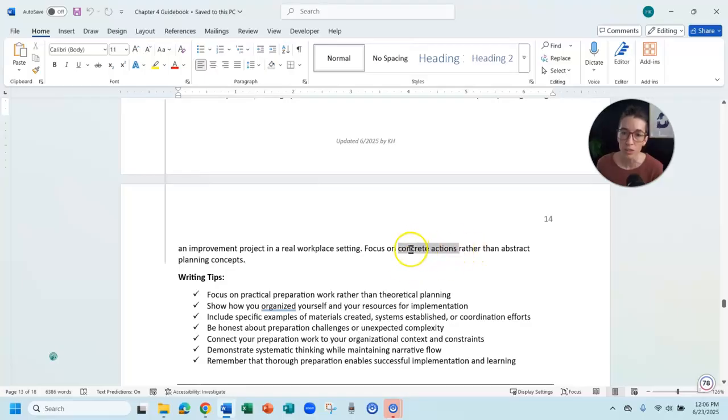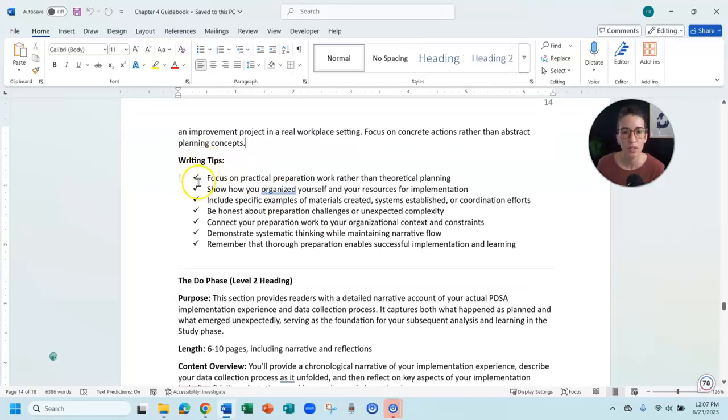So, paint the picture for us. Be concrete. Don't zoom out so much that we can't picture what you did. We want to feel like we can picture things that you did. Some writing tips. Focus on practical preparation work rather than theoretical planning. So give us some concrete examples. Show how you organize yourself and your resources. Include specific examples of materials created or systems established or coordination efforts.